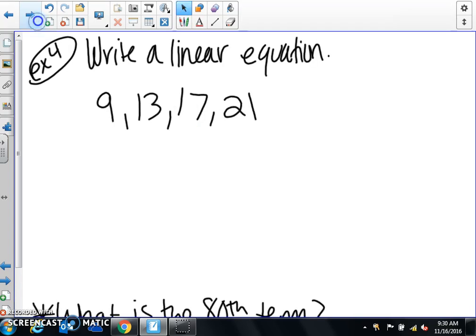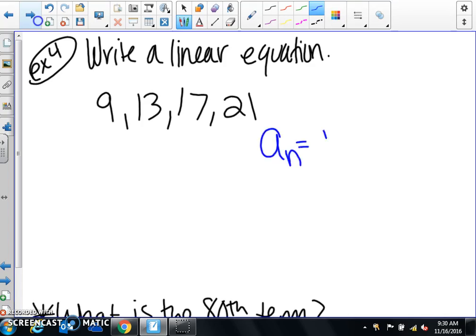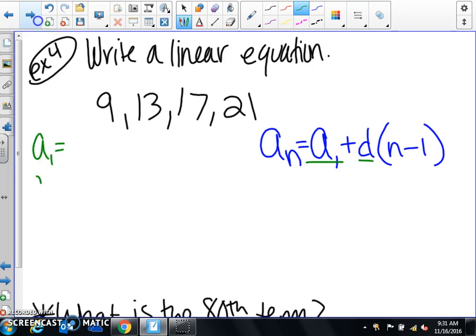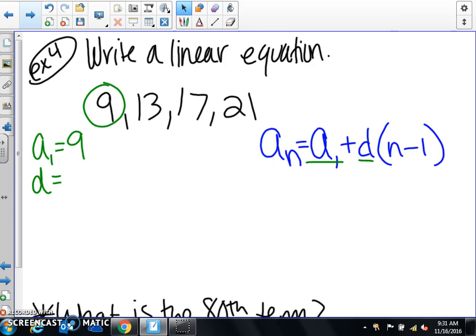All right, now let's get into the algebra stuff. The algebra is where we're writing a linear equation. So let's start off by writing our equation: a sub n equals a sub 1 plus d times n minus 1. Okay. So we need to find this a sub 1 and the d. I'm going to go ahead and put that over here. A sub 1 is easy. It's just the first term. So now we've got to find that common difference.